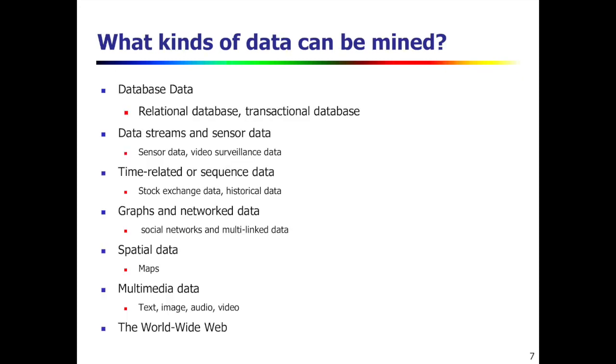Then we will discuss what kind of data can be mined. It consists of different types. The first one is database data, which contains relational databases, transaction databases, and the like. The second one is data streams and sensor data, such as sensor data or video surveillance data. A lot of data comes under data streams and sensor data. The third one is time-related or sequence data, for example stock exchange data and historical data. The next type is graphs and network data. The next ones are spatial data, multimedia, and the World Wide Web data.